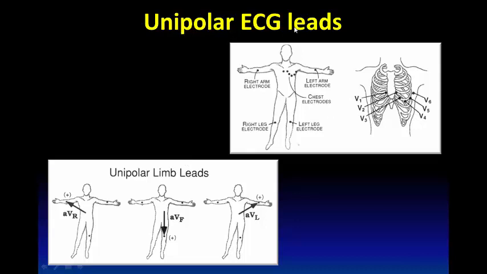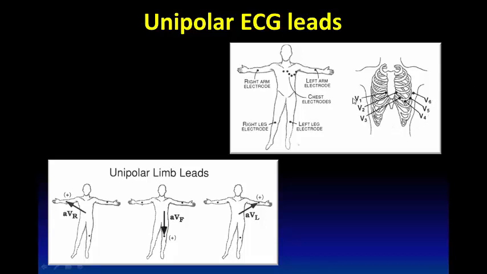So the unipolar ECG leads, again, we have 6 unipolar chest leads designated from V1 to V6. V1 ECG lead is when we place the active electrode at point V1 and the reference electrode is kept at 0. And the same description applies to the other unipolar chest leads.